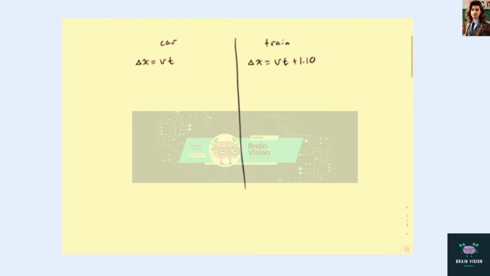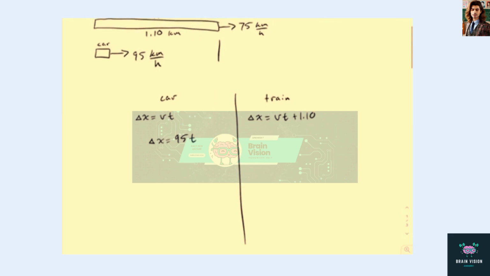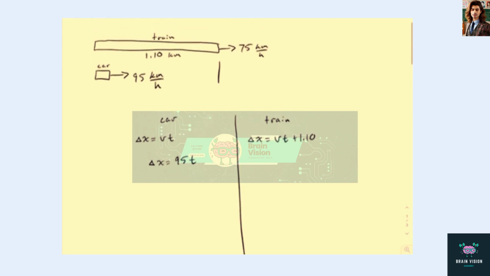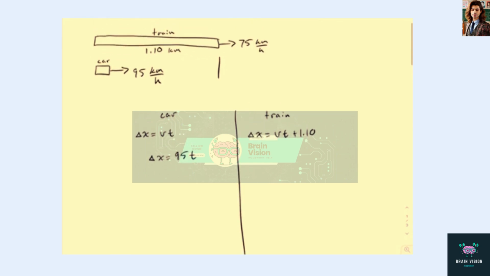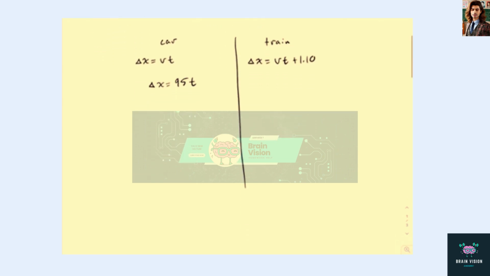And we know the velocity for both. We know for the car it's 95, and I'm just going to keep it in kilometers per hour. You could convert it to SI units, but everything is already in kilometers, so I figured just keeping it that way makes it easier. And the delta x for the train is 75t plus 1.1.